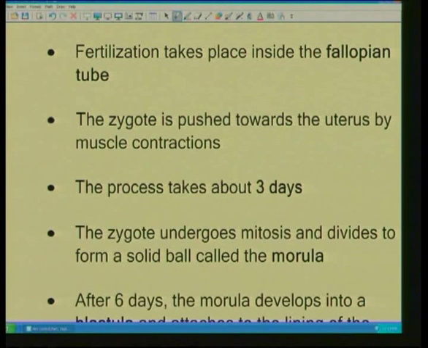Right, fertilization takes place in the fallopian tubes. They ask that. They ask it every single year. Where does fertilization take place? In the fallopian tubes. The zygote is pushed towards the uterus by muscle contractions. The process takes about 3 days.